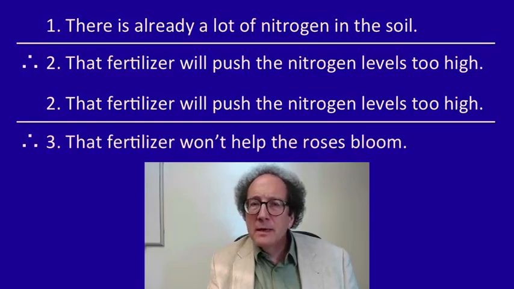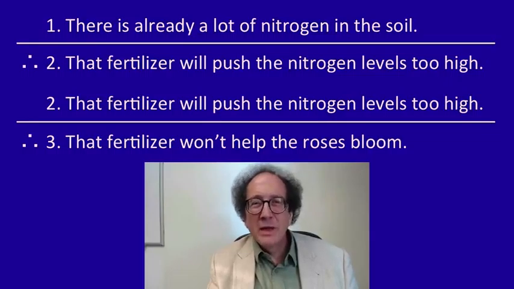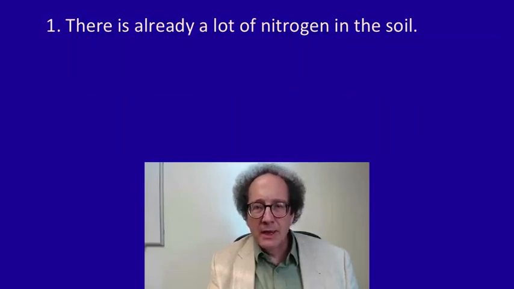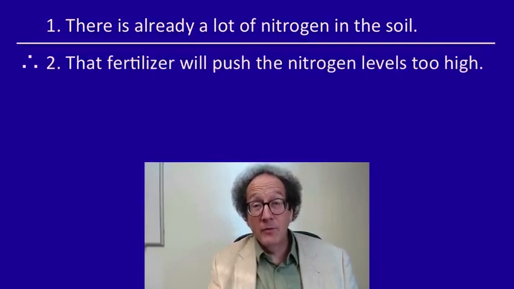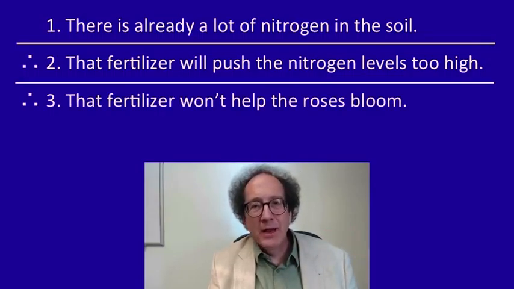Now notice that one argument really builds on the other, because the conclusion of the first argument is really a premise in the second argument. So we can represent them as two separate arguments, but we can also put them together in a chain so that the argument says the nitrogen levels in the soil are already high, therefore adding fertilizer will make them too high, and therefore adding fertilizer will not help the roses bloom.